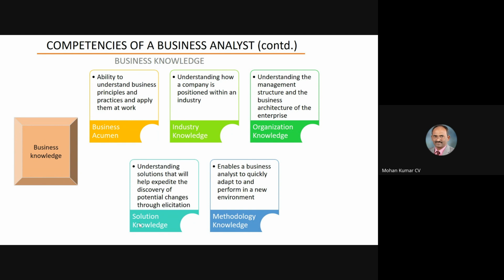Right. Now, solution knowledge: understanding solutions that will help expedite the discovery of potential changes through elicitation. Once you get the requirements, you should understand them, and you should also know how those requirements can be achieved. You should know what solution you are going to give for any changes that you are bringing.